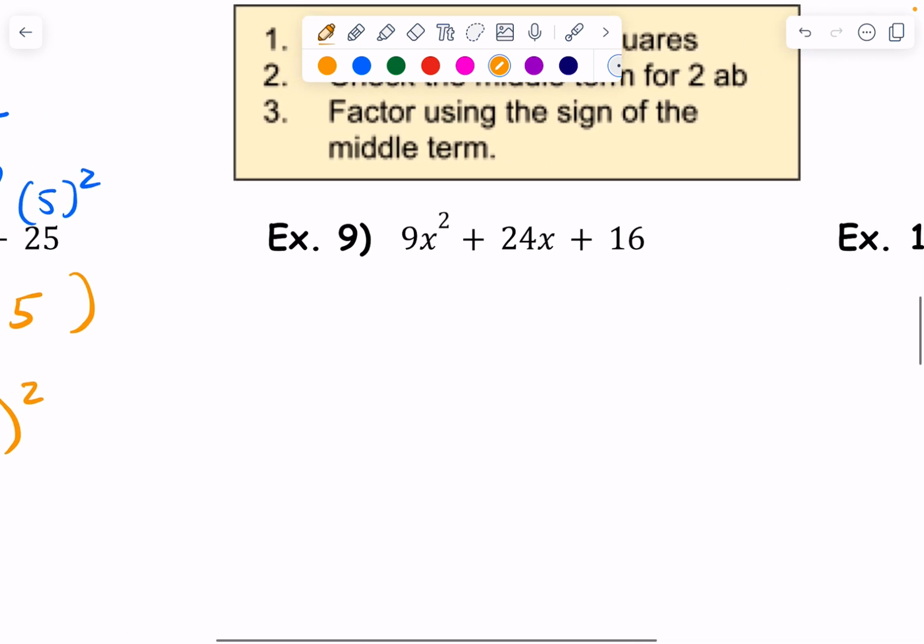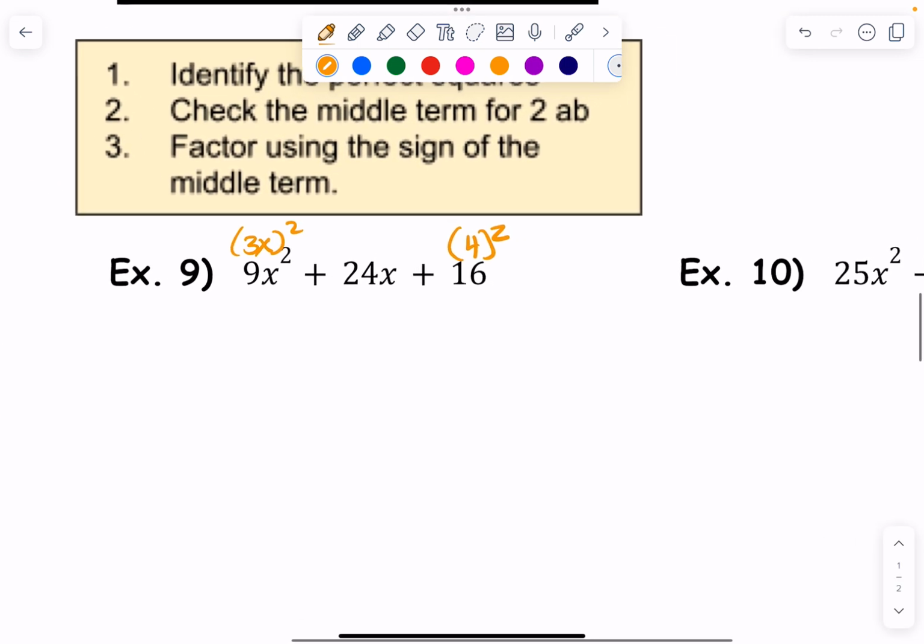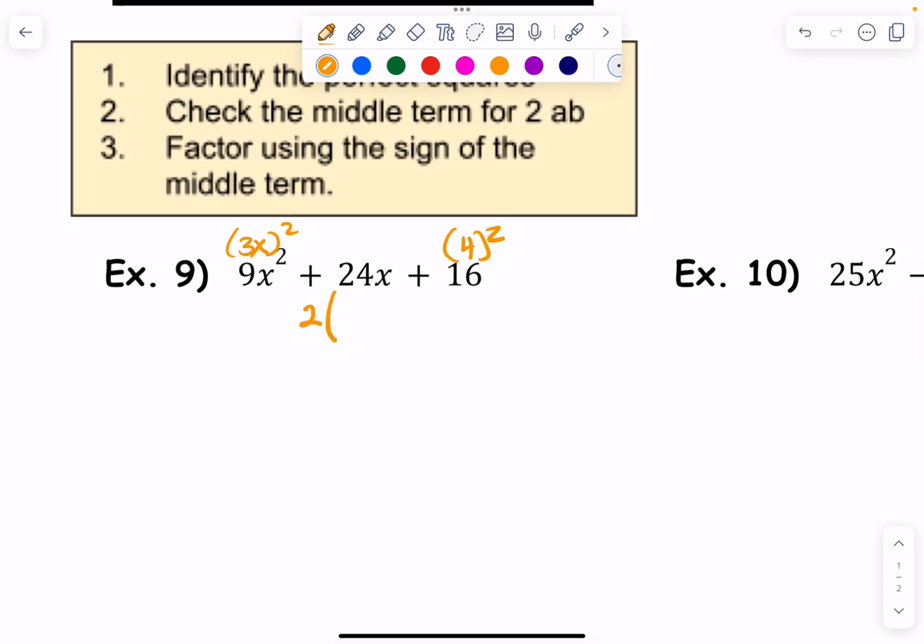Okay, let's look at this one. We look at all of these things and we see 9 is made by 3's. 24 has a factor of 3, but 16 does not. So there's no common factor. Now we have to identify, is this a perfect square? And it is, it's 3x. Is this a perfect square? And it is, it's 4 squared. So the question is, is the middle 2 times the 3x times the 4? And guess what? It is.